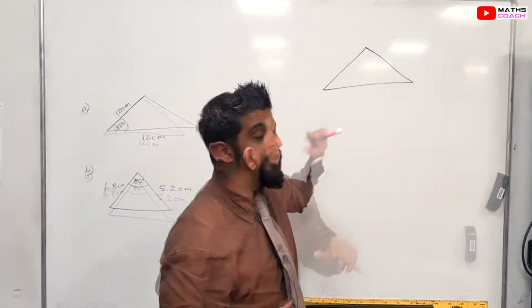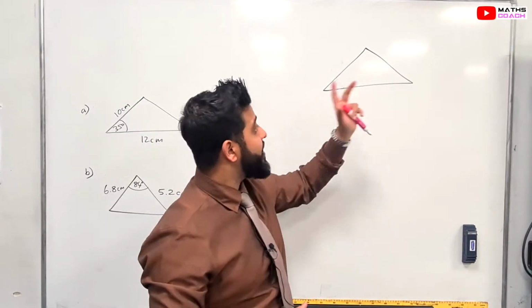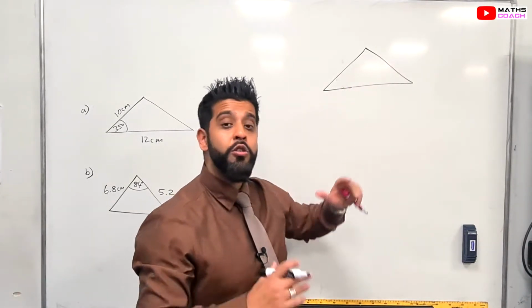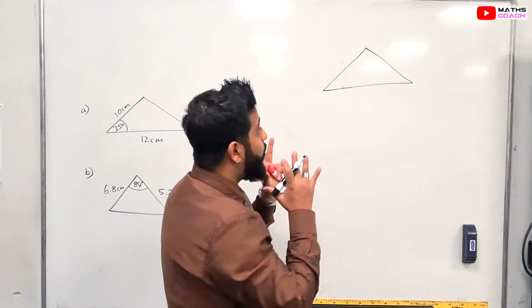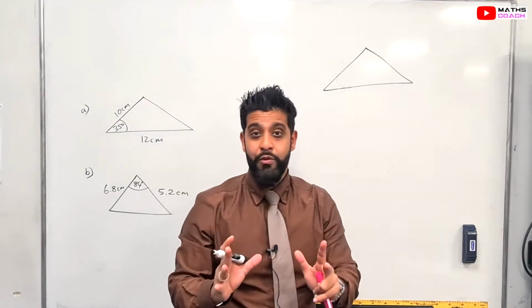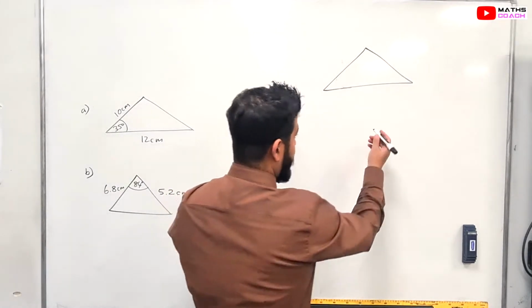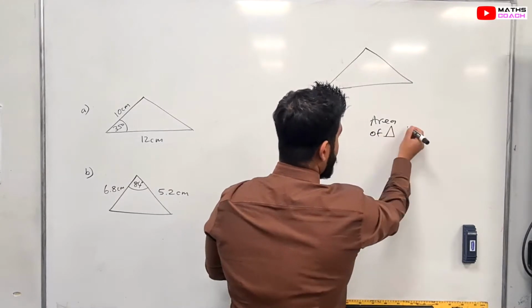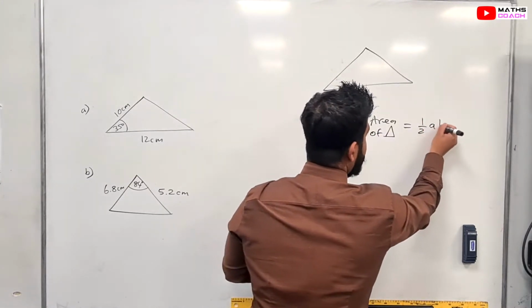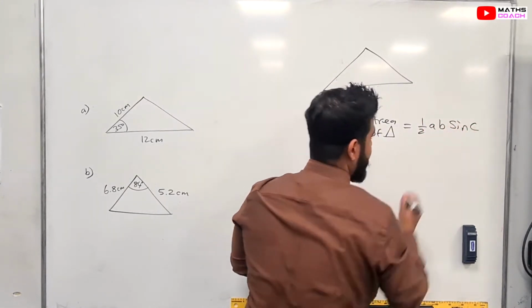So have a look at this triangle here behind me. This is a non-right angle triangle. So we want to use the sine rule to find the area of this. What we are looking for, and I'm going to simplify the sine rule for you, is that the area of a triangle is half AB sine C.